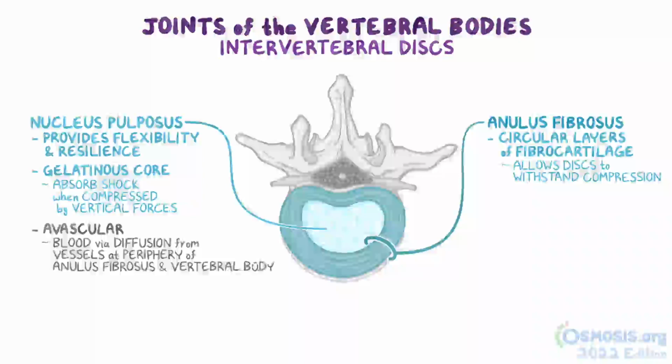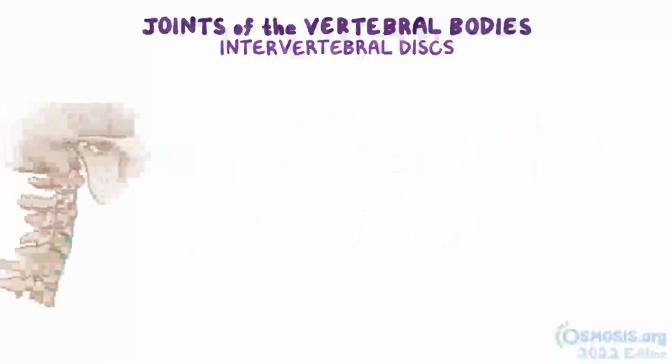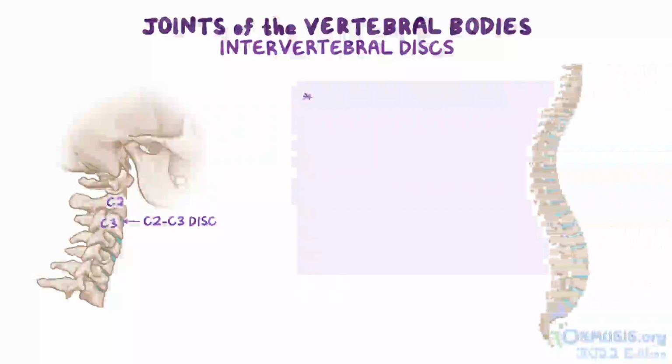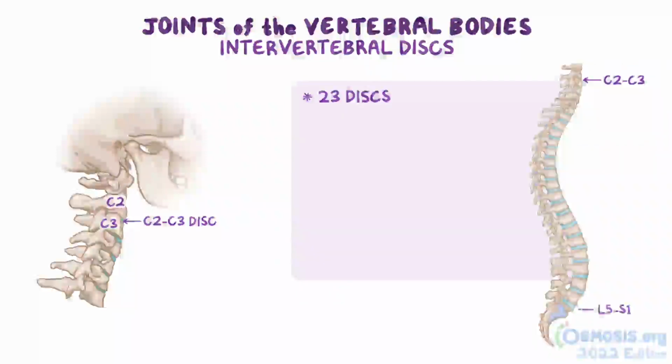Now, intervertebral discs are named based on the two vertebrae they lie between. For example, the C2-C3 disc is the disc between the C2 and C3 vertebral bodies. There are 23 intervertebral discs, starting from the C2-C3 disc all the way down to the L5-S1 disc.